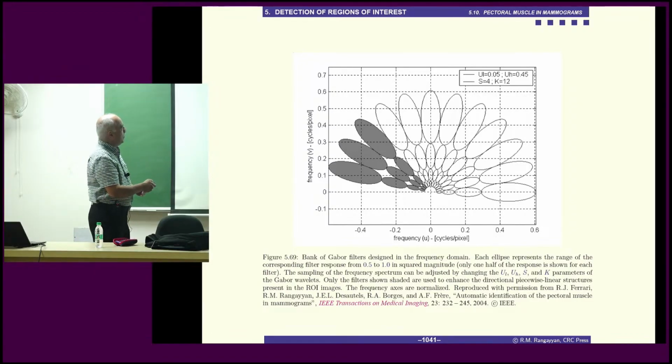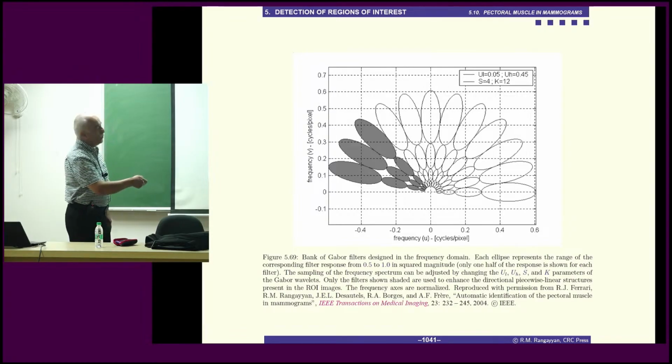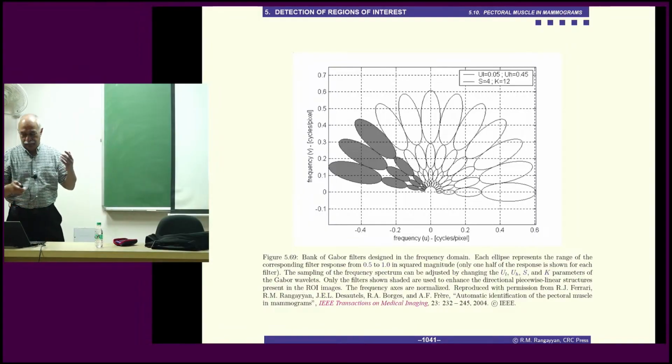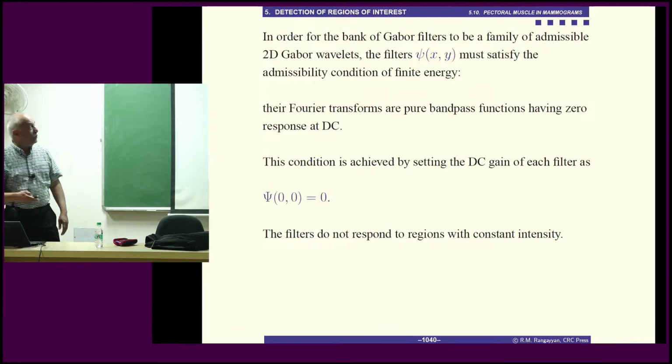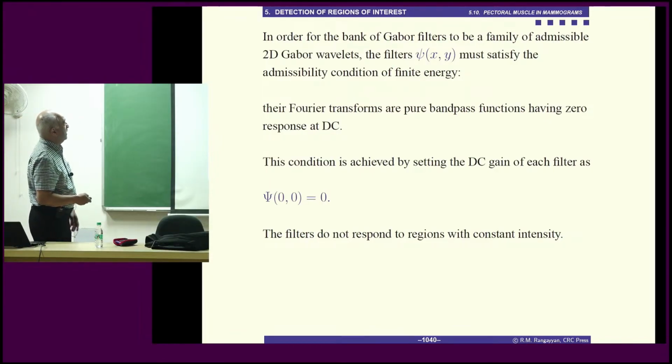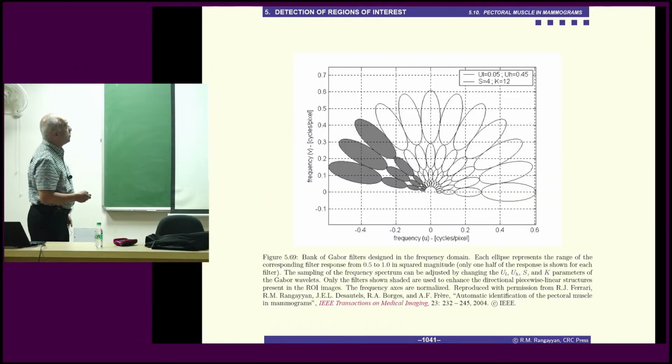But we know that the pectoral muscle is only in some range of position in that angle. So we only use the filters perpendicular to that angle in the image domain. So these 3 angles and 4 scales, we use only those filters, or the output of those filters. And the DC gain is set to 0, so that intensity information is removed and you meet the conditions required for the wavelets. So this is 0 here.